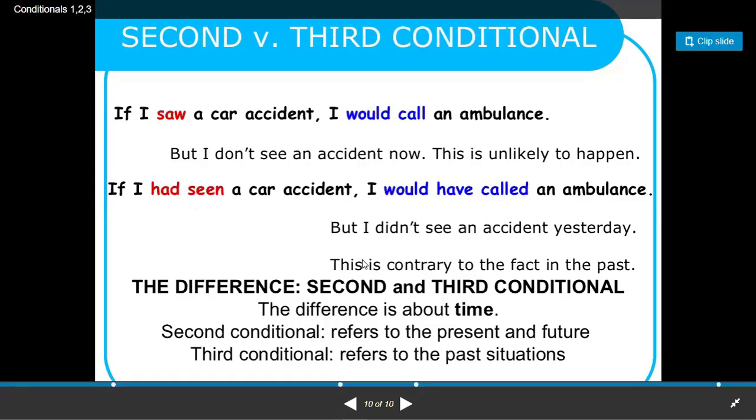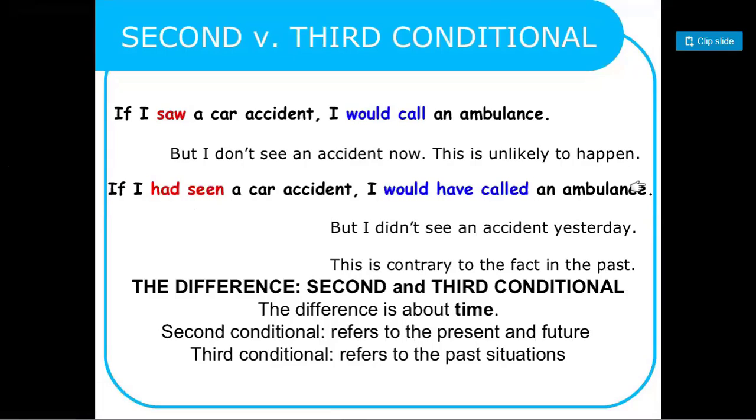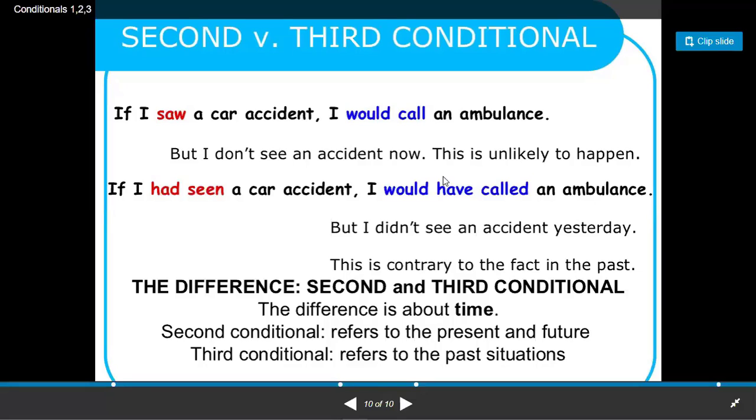This is contrary to the fact in the past. Okay, so this is contrary to the fact in the past. Now let's read a little more here. Okay, the difference between second and third conditional is about time. Second conditional refers to the present and future. The third conditional refers to the past situation. Okay, is that clear, everyone?